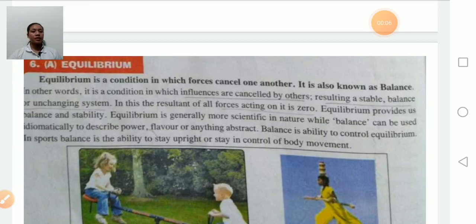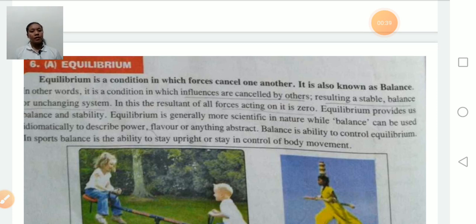Equilibrium is a condition in which forces cancel one another, meaning one force cancels another force. Therefore, the resultant force acting on it is zero. It is also known as balance, a condition in which influences are cancelled by others, resulting in a stable, balanced, or unchanging system. The resultant of all forces acting on it is zero.